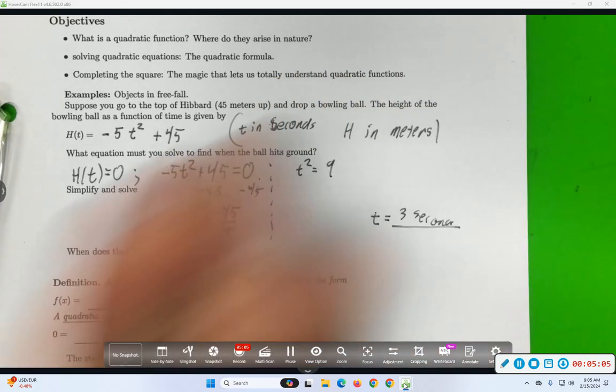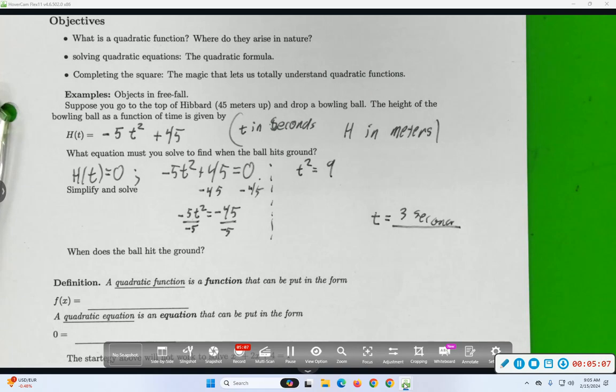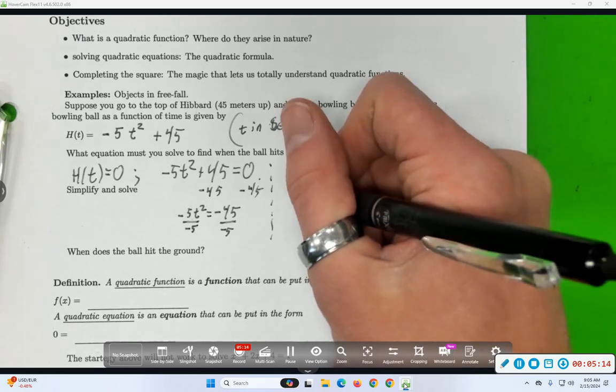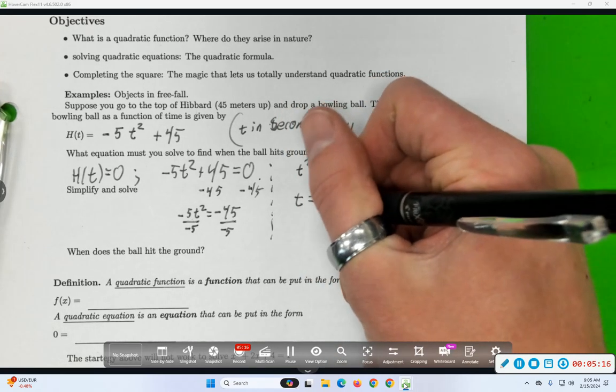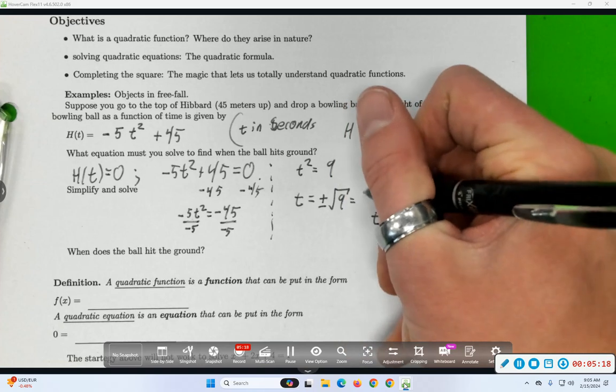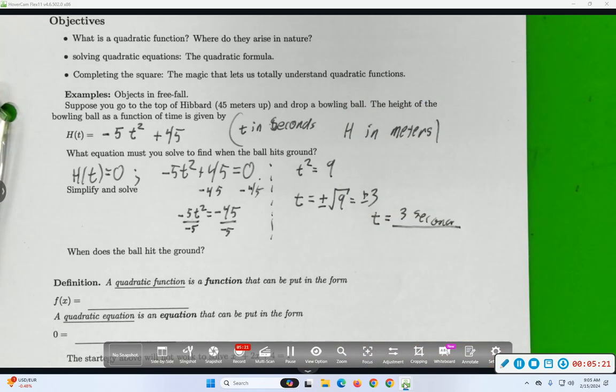45 divided by 5 is 9. Take the square root on both sides. And right, whenever you undo a square with a square root, you introduce a plus or minus sign. It's impossible to have negative time. Yeah, negative time doesn't make sense in this model. It could mean something, like 3 seconds before you drop the ball.